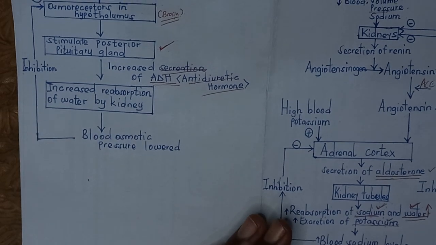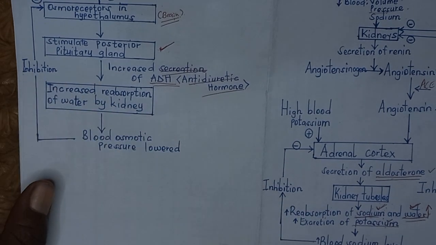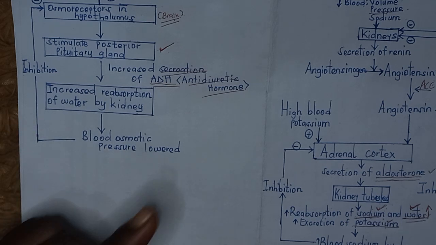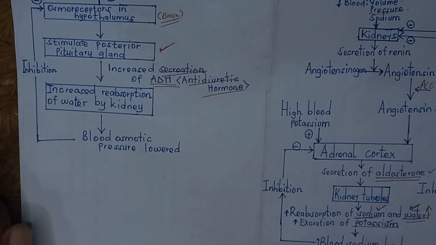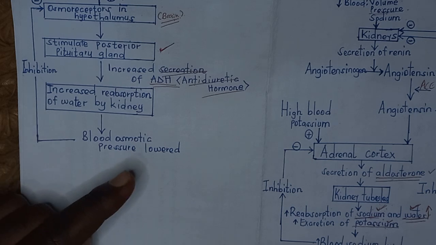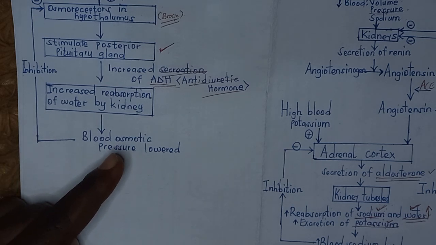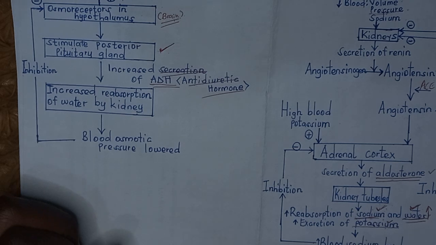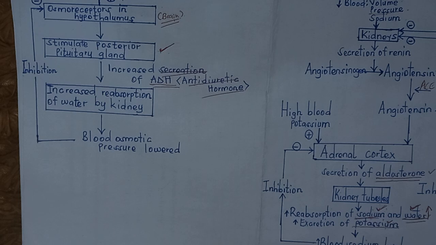So this ADH hormone will be secreted more, so that the water that is at the loop of Henle can be conserved back. So you'll find that urine from the desert animal is more concentrated than the urine from the animal from the normal environment.